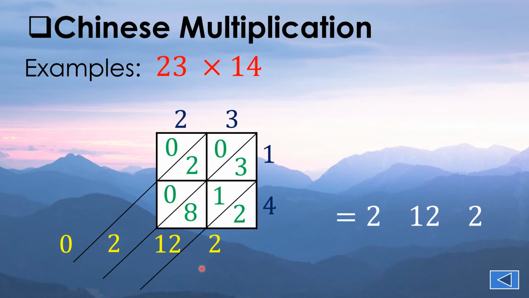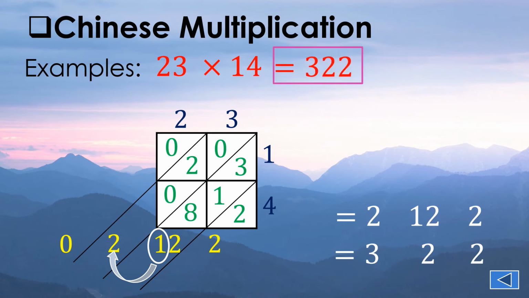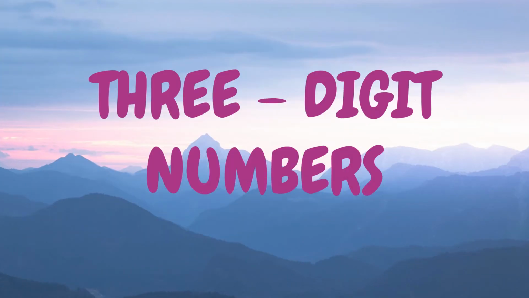Wag na nating isulat yung 0 sa kaliwa. So again, meron tong 2-digit number. So kailangan nating maalis yung 2-digit number. Therefore, yung 1 ng 12 na ito ay i-add natin sa 2 sa kaliwa. So magiging 3, 2, 2. Therefore, the answer or the product of 23 times 14 is 322. Okay, proceed na tayo sa 3-digit numbers or multiplying 3-digit numbers.